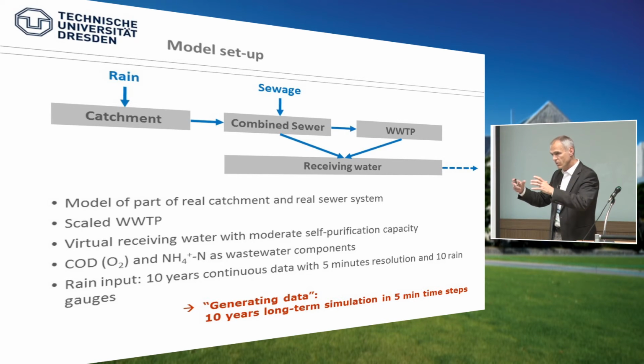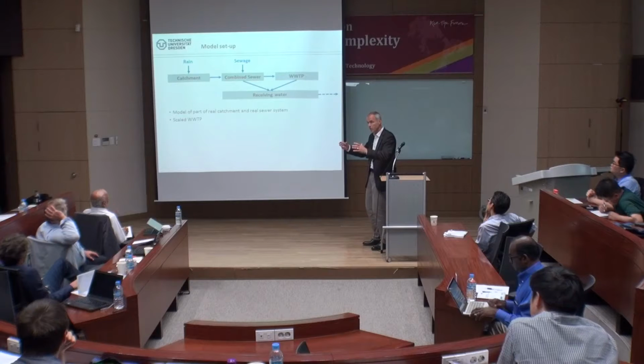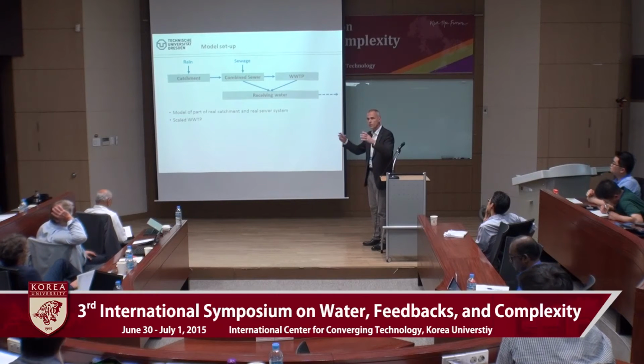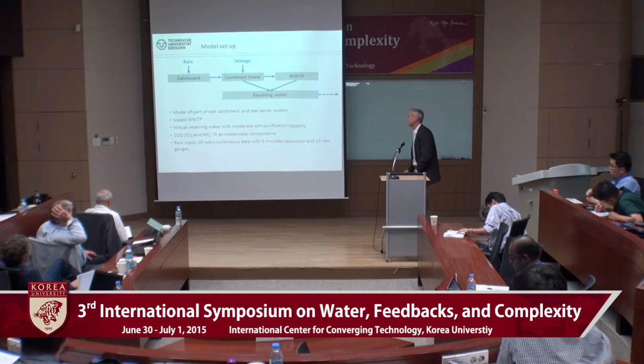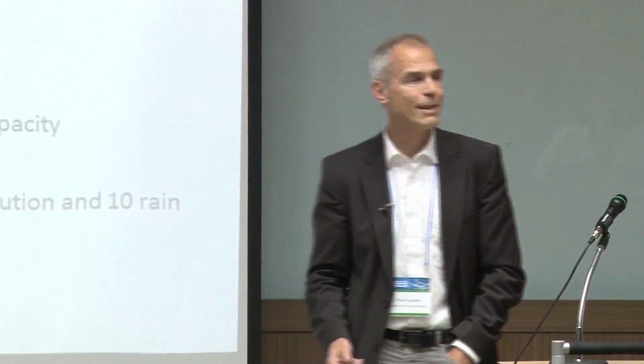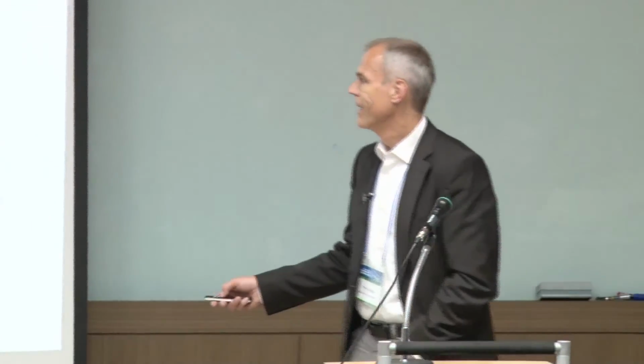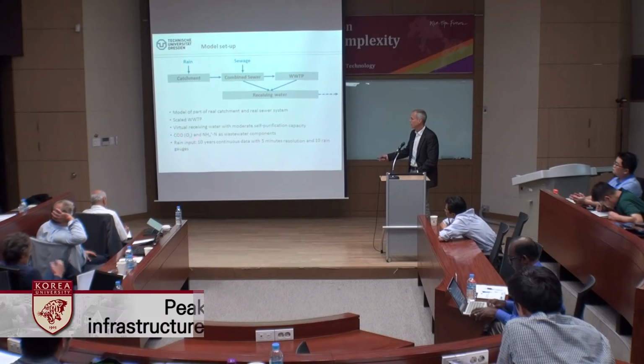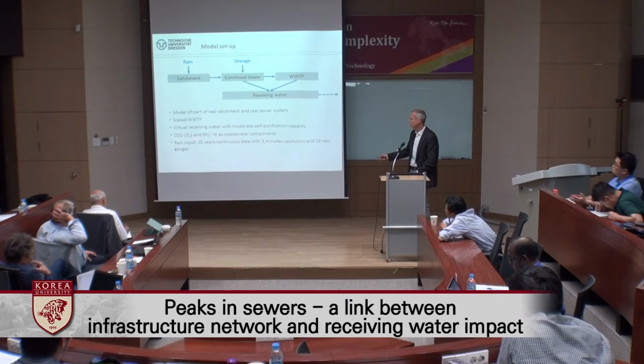So we scaled the sewer system. We took a large part of the city of Dresden. We also scaled the wastewater treatment plant such that it was not over-designed. And then we had a virtual receiving water because our real receiving water, the river Elbe, is too strong. You don't see sensitive effects. And then we were actually modeling COD on the one hand side in order to look at oxygen depletion, and we were modeling the ammonium on the other hand side.